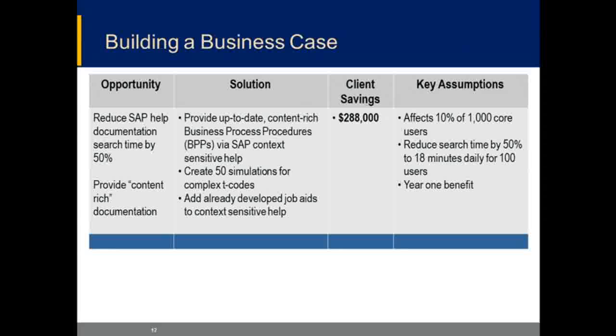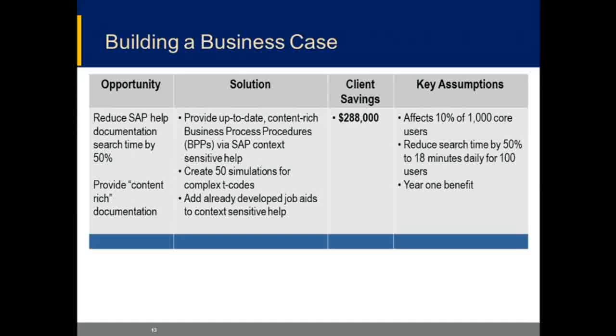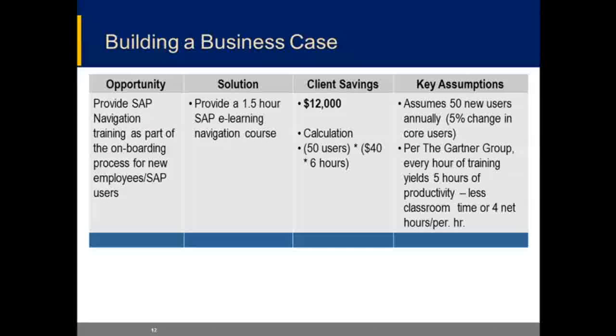Very conservative. We're only going to affect 10% of our 1,000 core users. We're going to reduce our search time by 50% or 18 minutes daily for those 100 users. Okay? We're, again, being very conservative in our assumptions. Our next assumption, we're going to do some e-learning. Our e-learning is going to be an initial SAP e-learning navigation class where we have X amount of new users, and here's our cost savings at $12,000. So we have our cost savings here on the first slide of $288,000 and then $12,000.